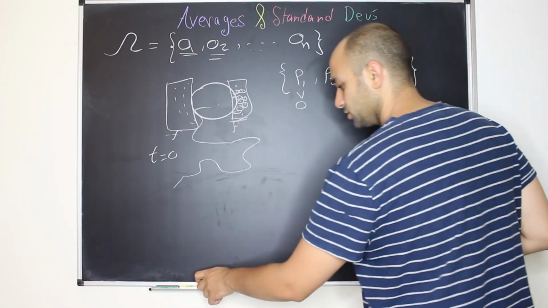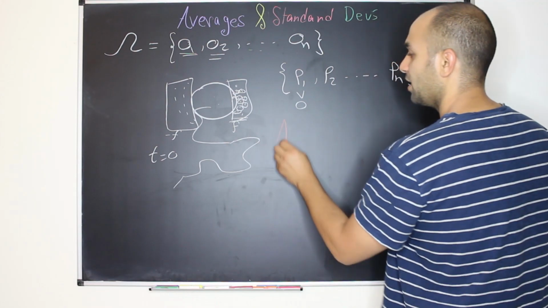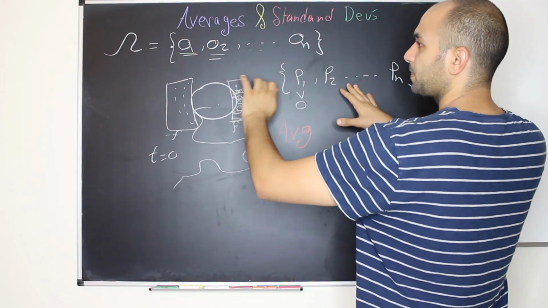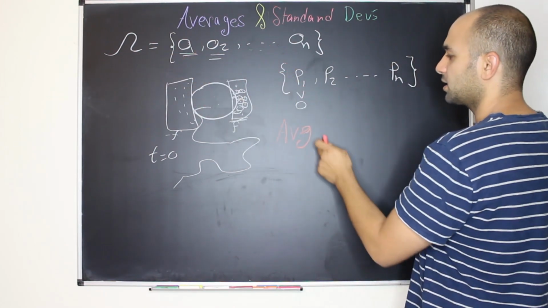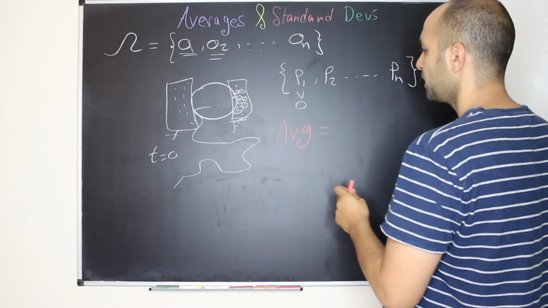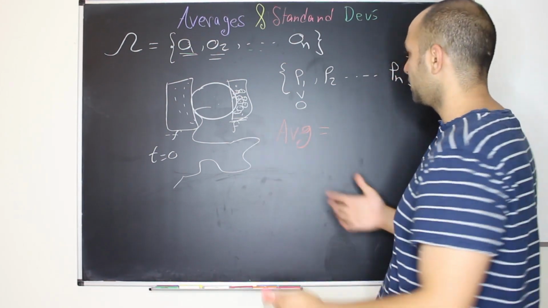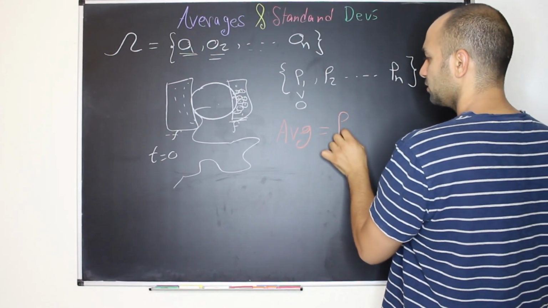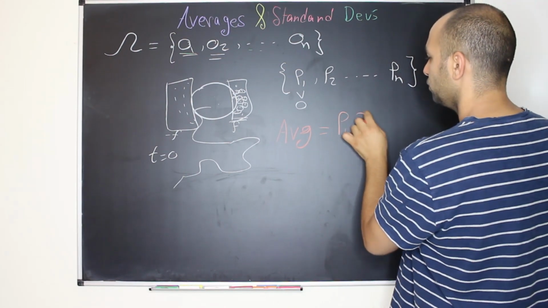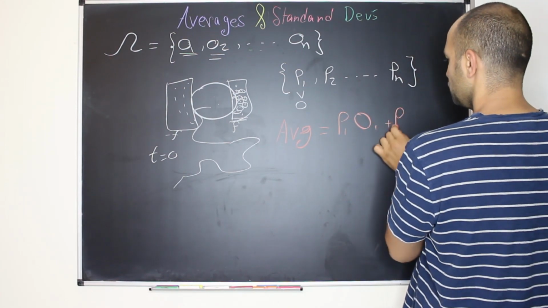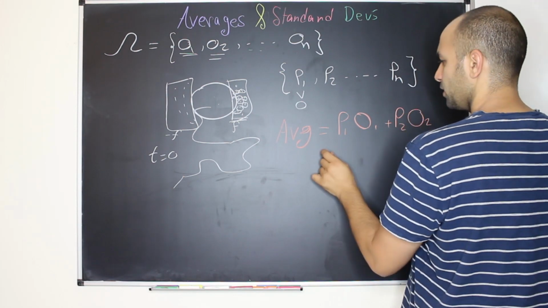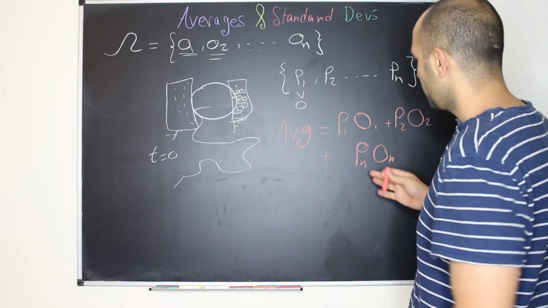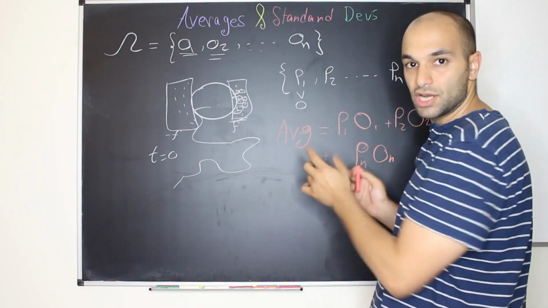An average, let's use a different color. So an average, let's write it like that, of this process. So you give me the outcomes, you give me the probabilities, I can compute the average. What is the average value? I'm going to tell you what it means intuitively in a second, but all it means is I'm going to sum. So the average would be P1 times the value O1 plus P2 times the value O2 and up to Pn times the value On. Notice that an average is a number.